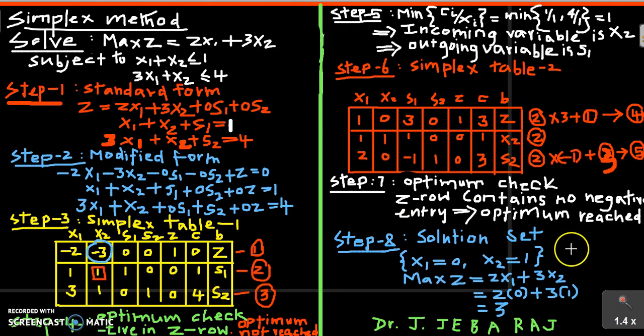Therefore our solution set comes from here. This is the basic solution: x2 is equal to 1. But x1 is not coming here as a basic variable, therefore that value is 0. From this table we see that x2 is equal to 1. Substituting this in the maximum z, we get 2 into 0 plus 3 into 1, that becomes 3. So thus we can solve by the simplex method.